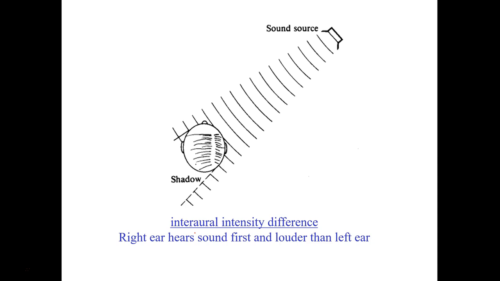The other way in which sound location is determined is the intensity of sound. As the sound source hits our head, it's going to sound louder to our right ear than it will to our left ear, because our head creates a shadow for these sound waves, and they don't hit our left ear head on. And so this difference in intensity of sound, as well as the timing of sound hitting our two ears, makes us perceive the location of sound.